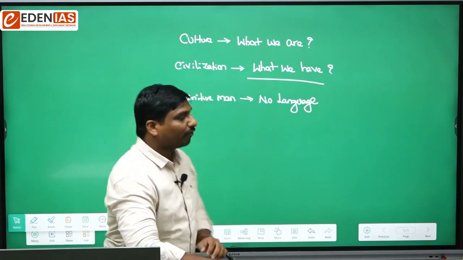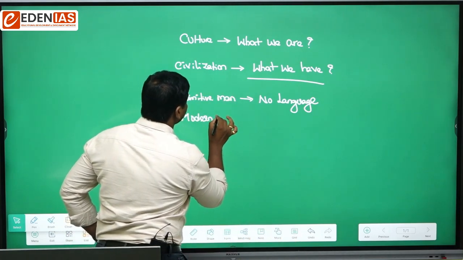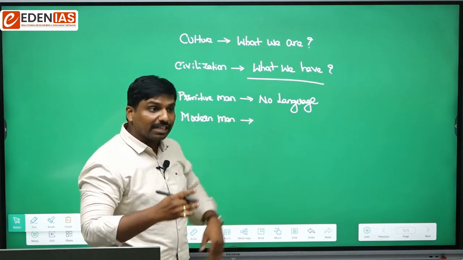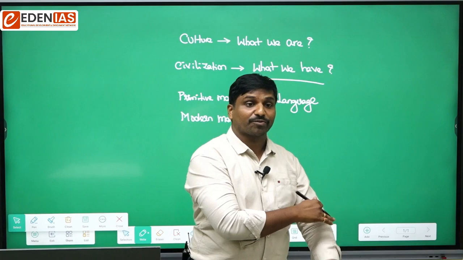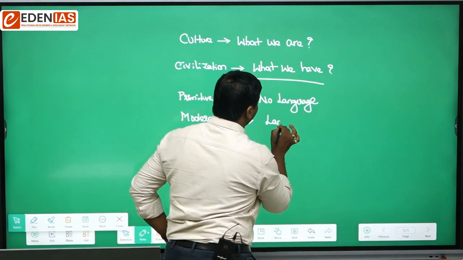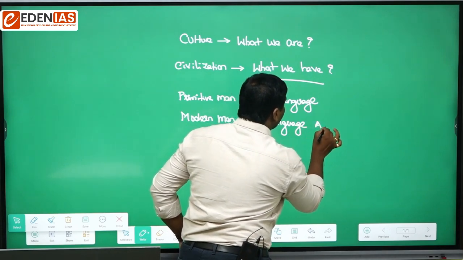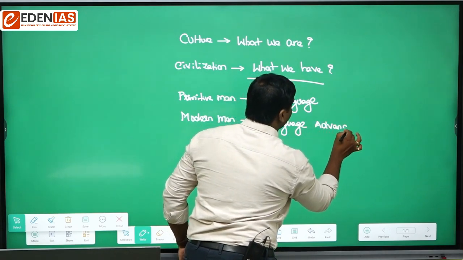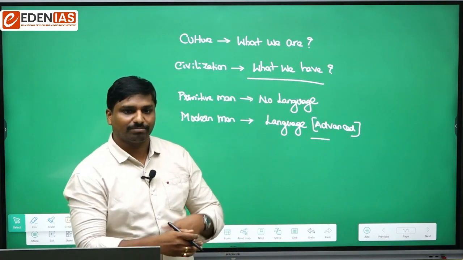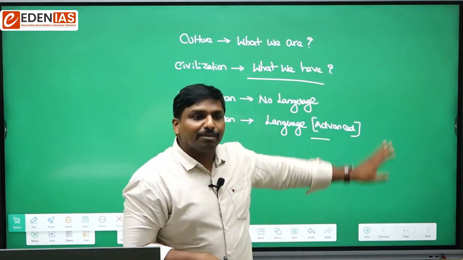Now look at the modern man. Now there is a well established, well developed language, and languages are developed properly. But this is an advanced form of language. At present, whatever we have is an advanced form. So that is one thing. Keep this in mind.